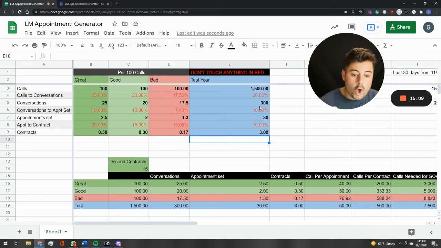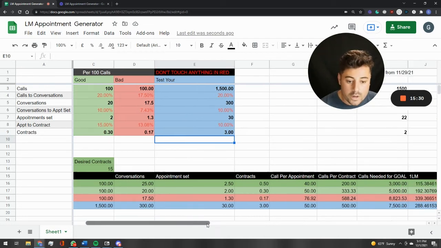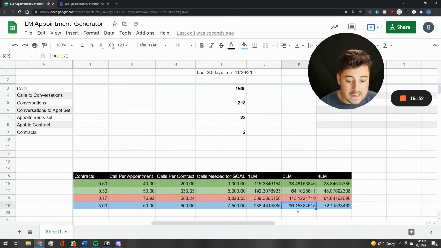Well, remember, all we've changed, because Jordan was already at 9 point something percent on appointment to contract. And that's not Jordan, the acquisition managers were closing that many leads on his deals. But he was already at 10% on conversation to appointment. So all we changed was going from his 14% to now going to 20%. We can see that now it's feasible. Jordan, just by doing that, if we had 3 lead managers doing your stuff, right?